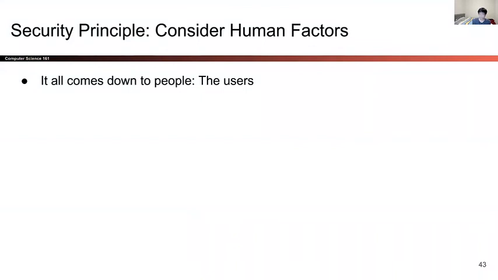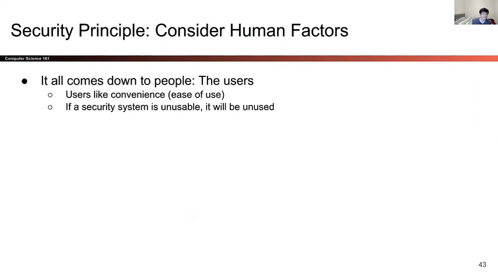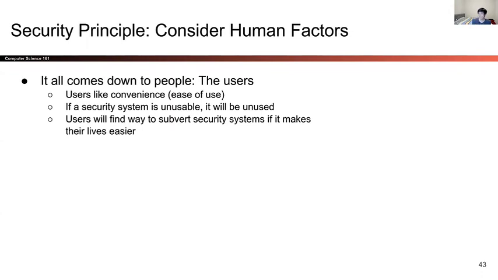And this comes back to the theme that we were talking about earlier. It all comes down to people. With regards to the users, convenience. I like convenience. I like to be bothered as little as possible sometimes, or all the time. And if a security system is unusable, it will be unused. So if your security system is awesome, if it can ensure that attackers will never attack you ever, but it also makes the user extremely frustrated, users will not use your security system. They'll even find ways to subvert security systems if it makes their lives easier.